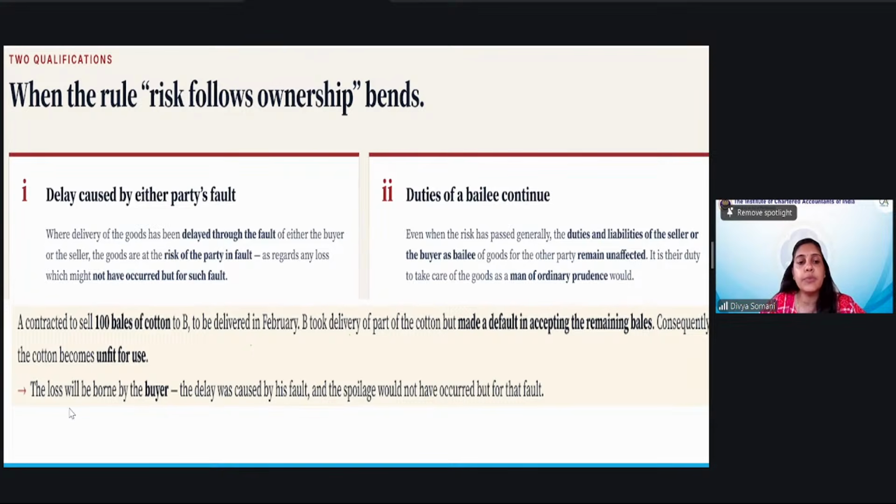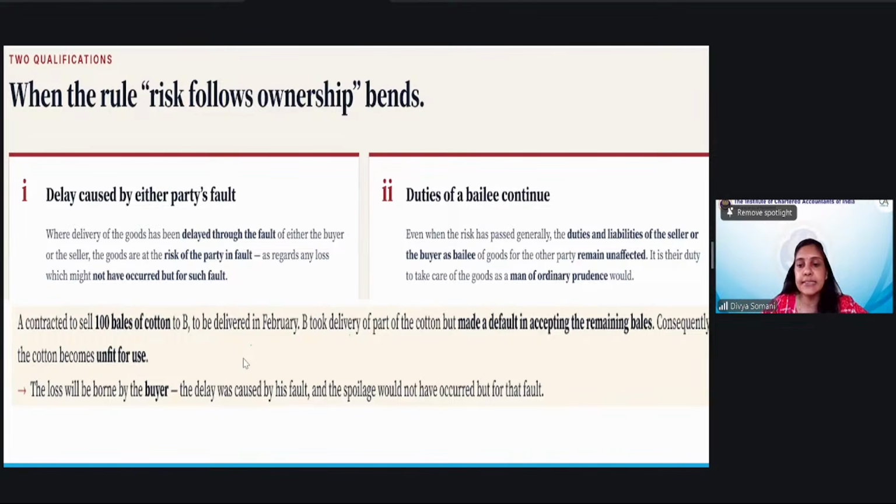So therefore, the loss will be borne by the buyer. Why will the loss be borne by the buyer? Because the delay happened because of the buyer. He did not take the full delivery in time, and therefore the value of the cotton deteriorated. So the delay was caused by his fault, and the spoilage would not have occurred if that fault had not happened. So the whole loss is due to the fault of the buyer. Therefore, he has to bear the loss. That is what is mentioned here.